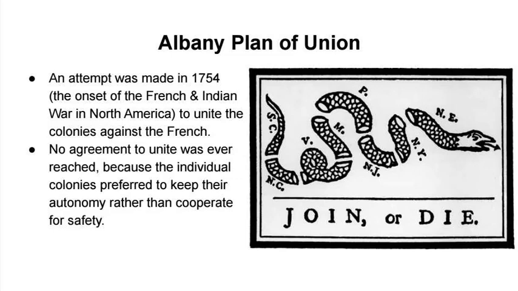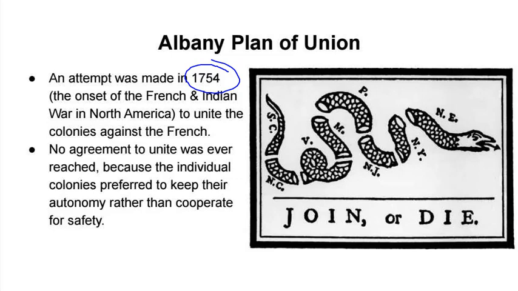As far back as 1754, however, you had a plan issued by none other than Ben Franklin called the Albany Plan of Union. So this is just as the French and Indian War, better known as the 7 Years' War, because it was actually a global conflict, but what was specifically here in North America was known as the French and Indian War. They wanted to unite the colonies against the French, and this is kind of a sneak peek of the individual colonies preferring their own autonomy rather than cooperating.